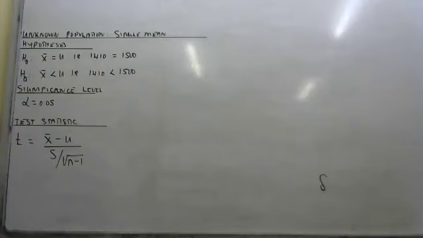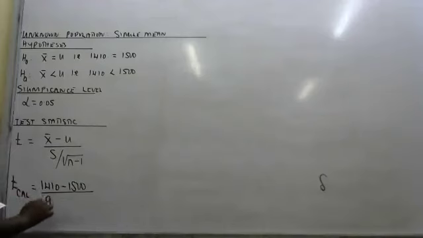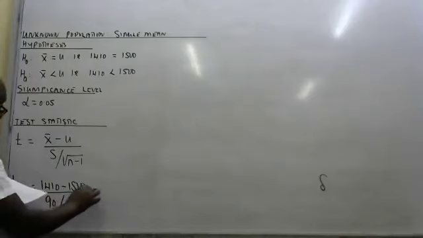So let's compute the values. T calculated now is 1410 minus 1500. We divide by the S here, which is 90. So 90 is to be divided by the root of 10 minus 1.